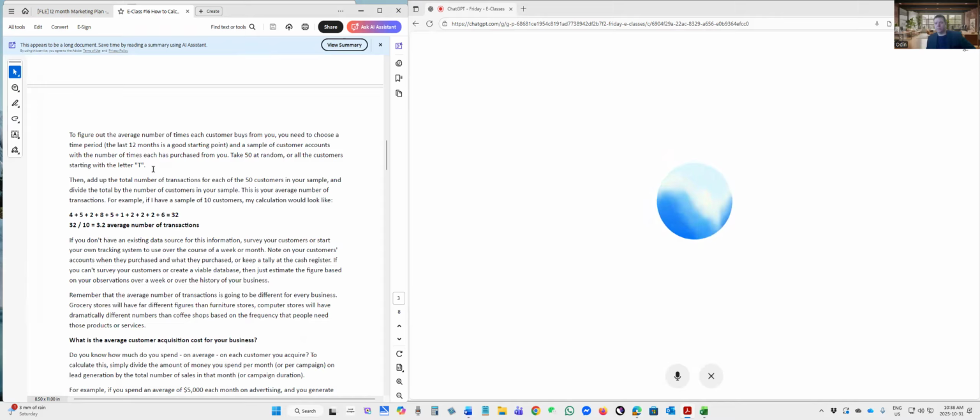Take 50 at random, or all the customers starting with the letter T. Then add up the total number of transactions for each of the 50 customers in your sample and divide the total by the number of customers in your sample. This is your average number of transactions. For example, if I have a sample of 10 customers, my calculation would look like 4 plus 5 plus 2 plus 8 plus 5 plus 1 plus 2 plus 2 plus 6 equals 32. 32 divided by 10 equals 3.2 average number of transactions.